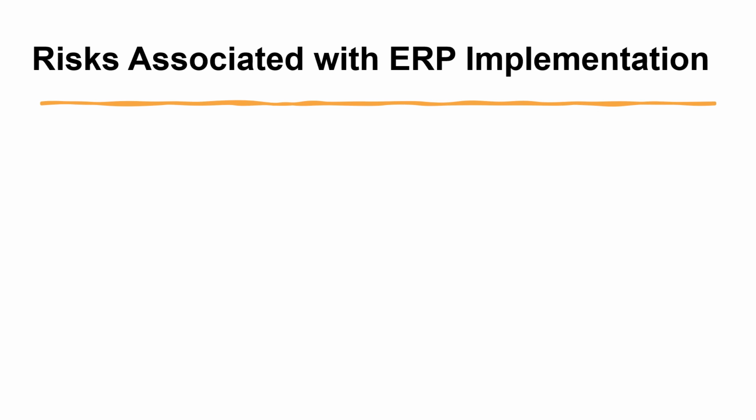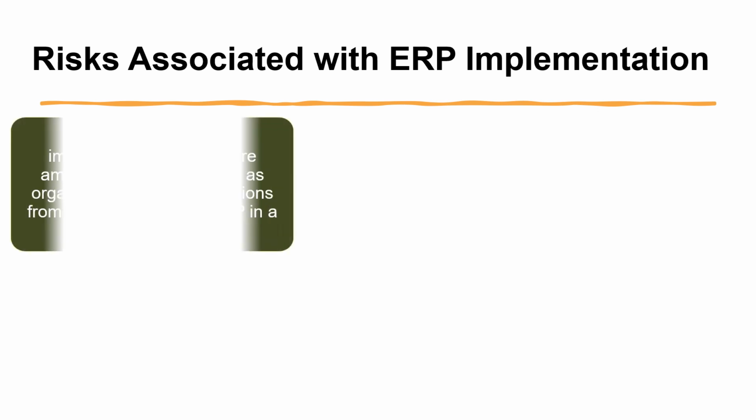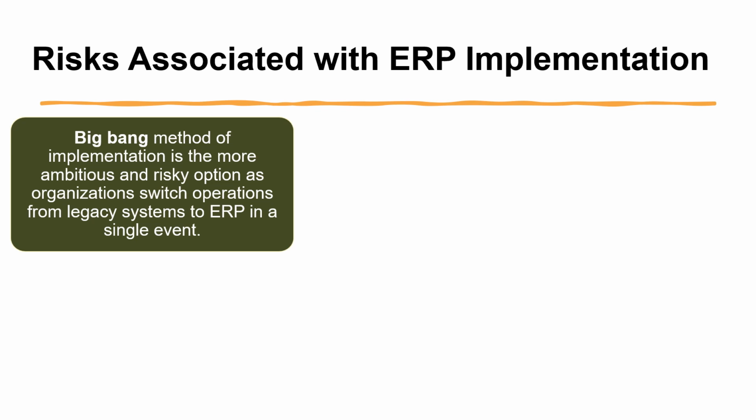So what are the risks related to ERP systems? Number one is the Big Bang method of implementation. The Big Bang method means we stop the operations and switch in one single event to use the ERP system. This method of implementation is the more impetuous and risky option, as organizations switch operations from the legacy system, or the old system, to the ERP in a single event.